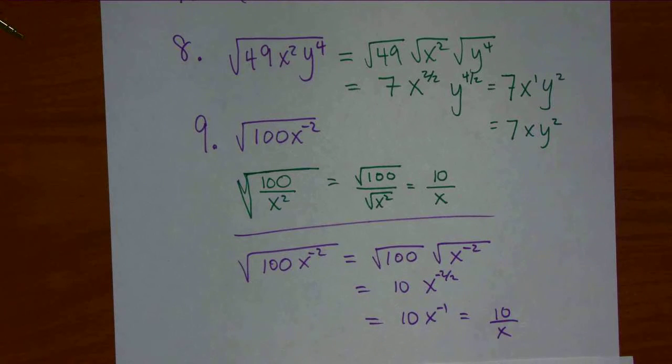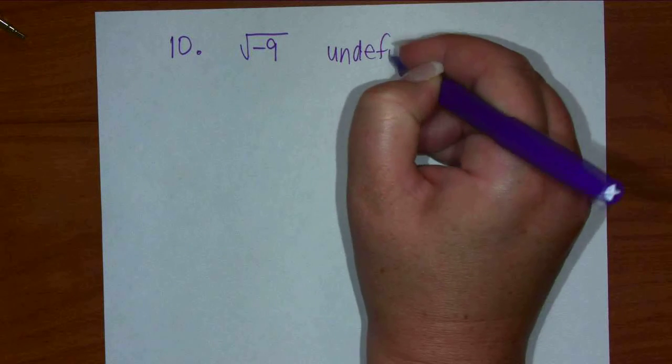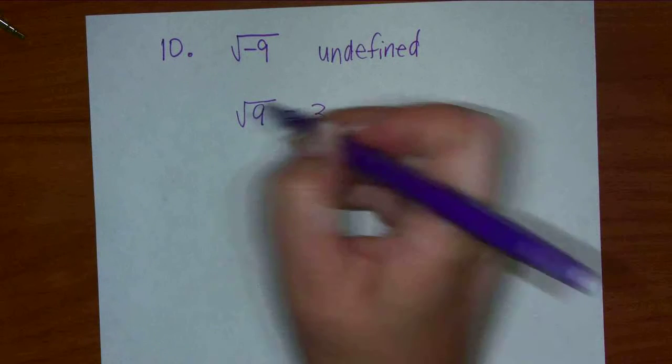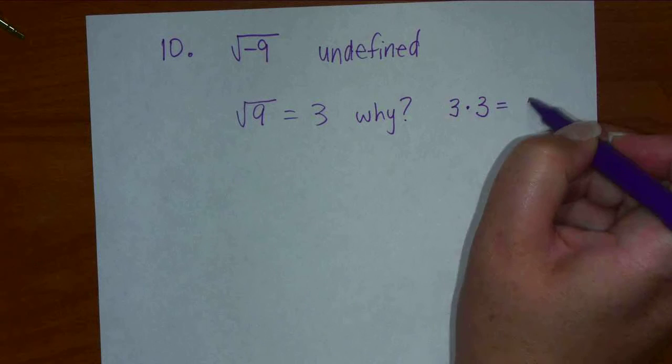So what you're thinking is, like if I had the square root of -9, I mean, you maybe did imaginary numbers, but in calculus we don't deal with imaginary numbers, okay? So in terms of this class, preparing for calculus, this is undefined. So why is it undefined? Well, a square root, this is equal to 3. Why is it equal to 3? Since 3 times 3 is equal to 9.